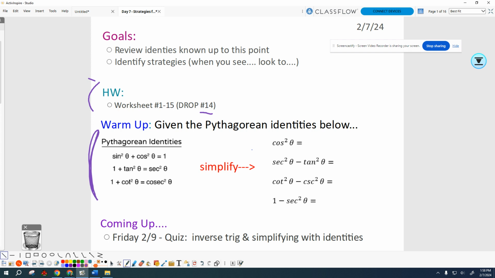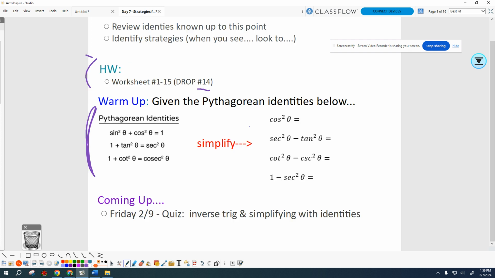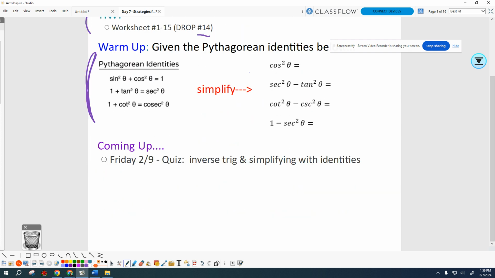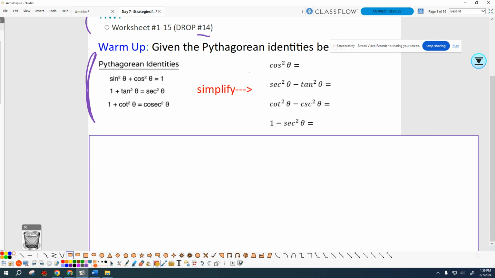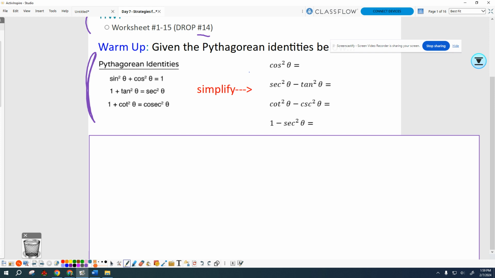All right, guys, to figure this out, where we're getting to, we need to be able to use the identities and mush them around and change them. So, Fode, what were you saying about any of this? Cos squared would be 1 because it's going to be 1 over.